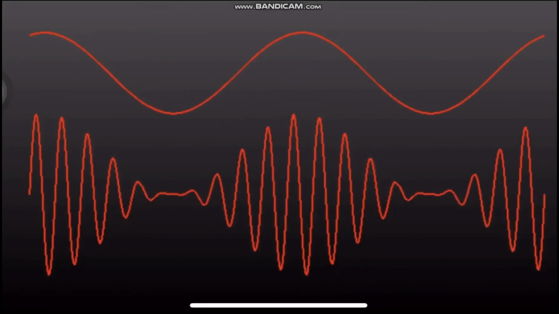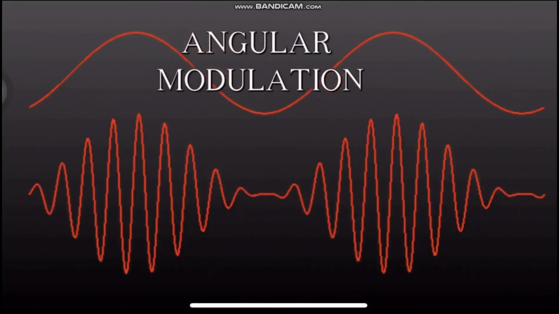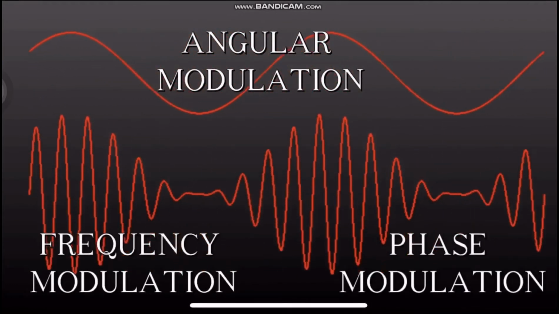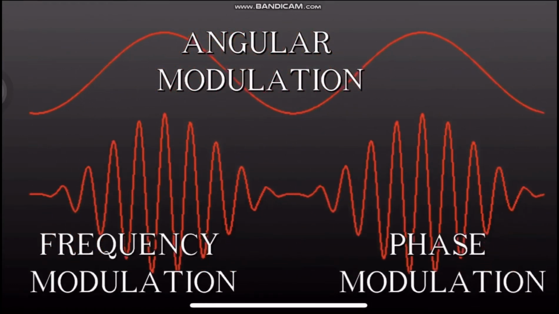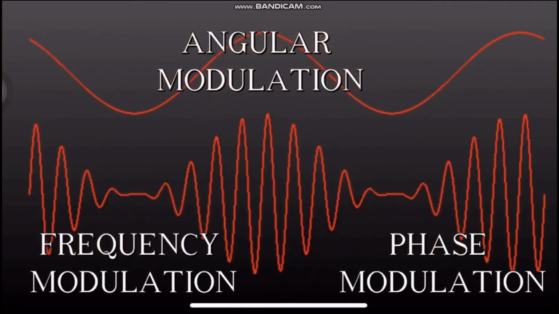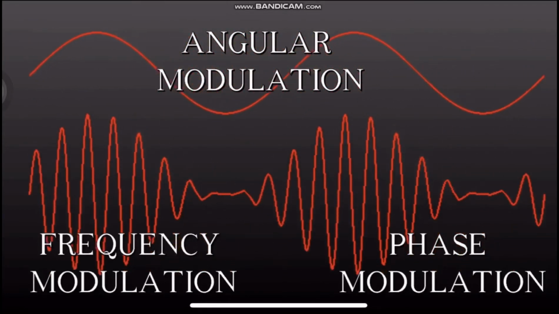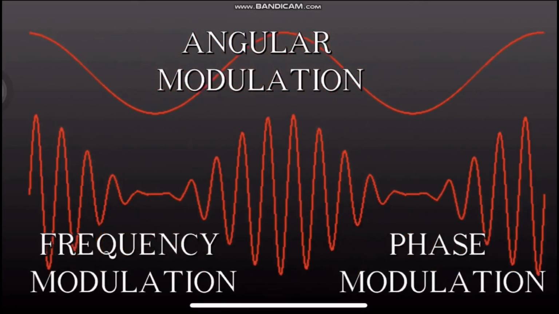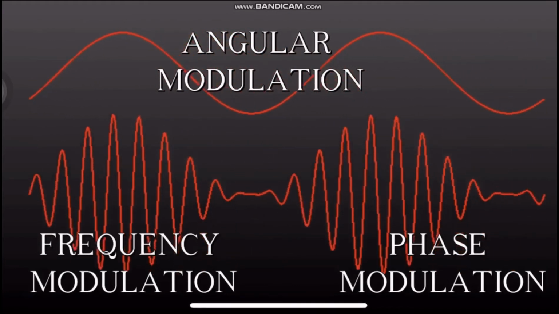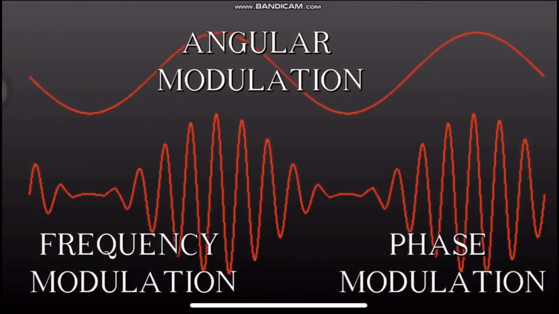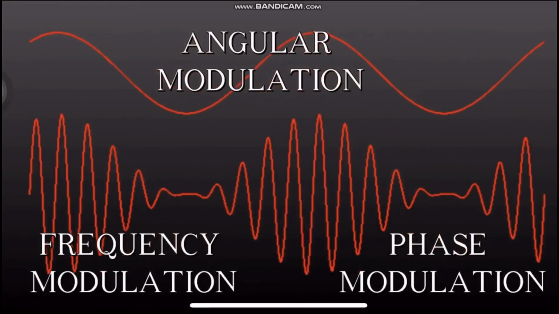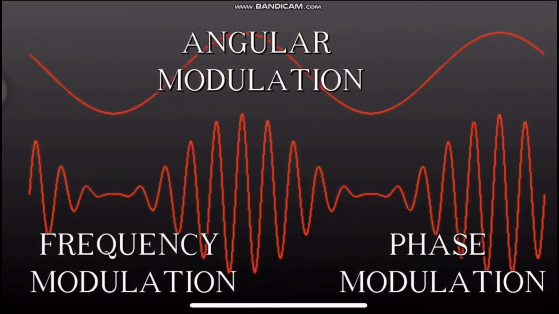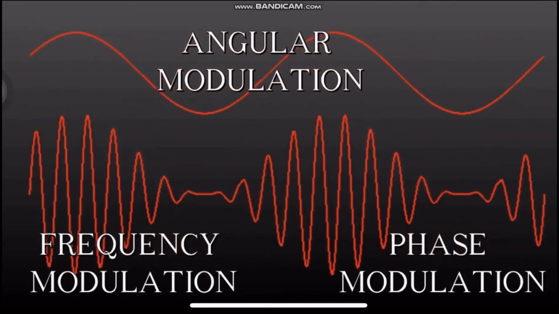What are the differences between angular modulation, frequency modulation, and phase modulation? In angular modulation, a radio wave known as the carrier or carrier wave is modulated in amplitude by the signal that is to be transmitted, while in frequency modulation, a radio wave known as the carrier or carrier wave is modulated in frequency by the signal that is to be transmitted.